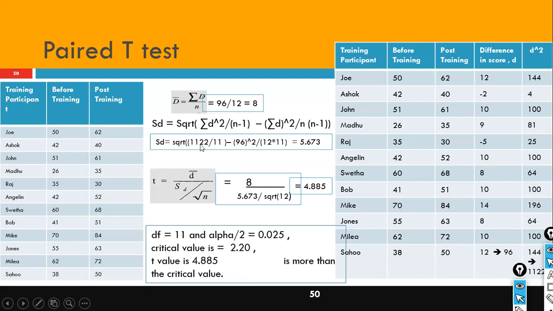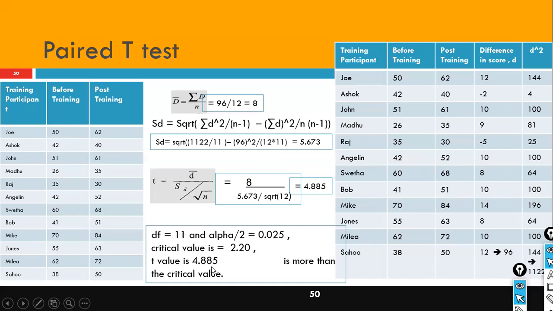And at the end of the day, you need to plug in all these values. So what is the D bar? It's 8. And the denominator, SD, we have 5.67 divided by the square root of 12, where n is the number of samples, which is 4.8. So T is 4.885. And the degrees of freedom is 11, and alpha divided by 2, since you are conducting a two-tailed test, is 0.025. The critical value is 2.20.